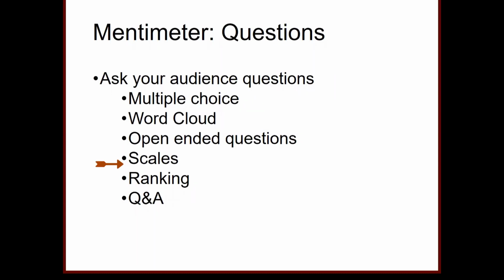And then scales, those allow the participants to respond to the question by putting their answer on a sliding scale. So for example, on a scale of 1 to 5, how strongly do you agree with this statement? That would be a scale. Ranking presents the question and multiple choices, and the participants put the choices in a rank order. So that again is allowing the presenter to poll the audience in real time.